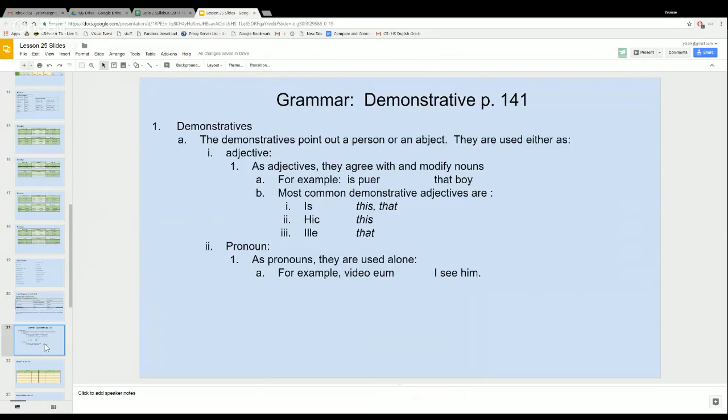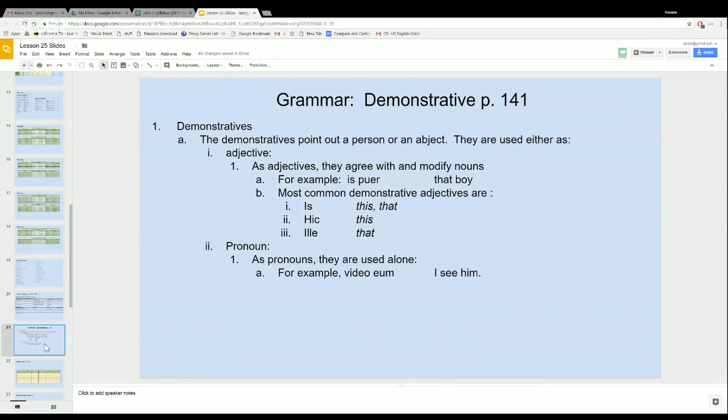Okay, so let's look at this at the top of page 141. Demonstratives. In general, a demonstrative is something that points out a person or an object. So this girl, that cake, this Gatorade, that house. Now, if you'll notice, demonstratives can be either adjectives or pronouns. Obviously, if it's being used as an adjective, they have to follow the adjective agreement rule, right?